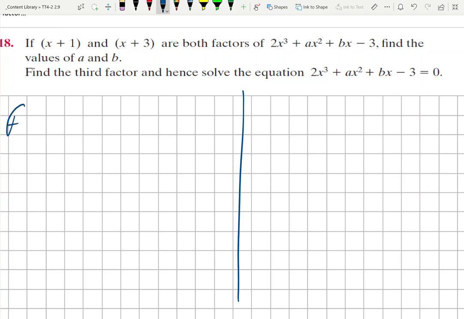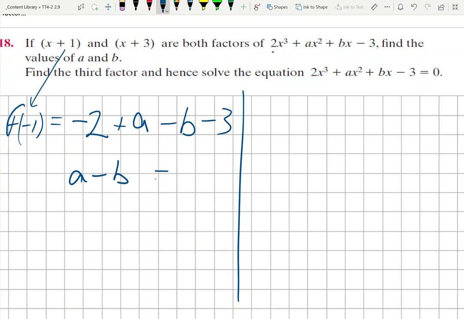F of minus 1, using the factor theorem, equals negative 2, and that's coming from here, negative 2 plus a, because the minus 1 squares away to 1, minus b, minus 3, that's 0, which allows me to say that a minus b, now with minus 5 here, which is 5 at the far side.